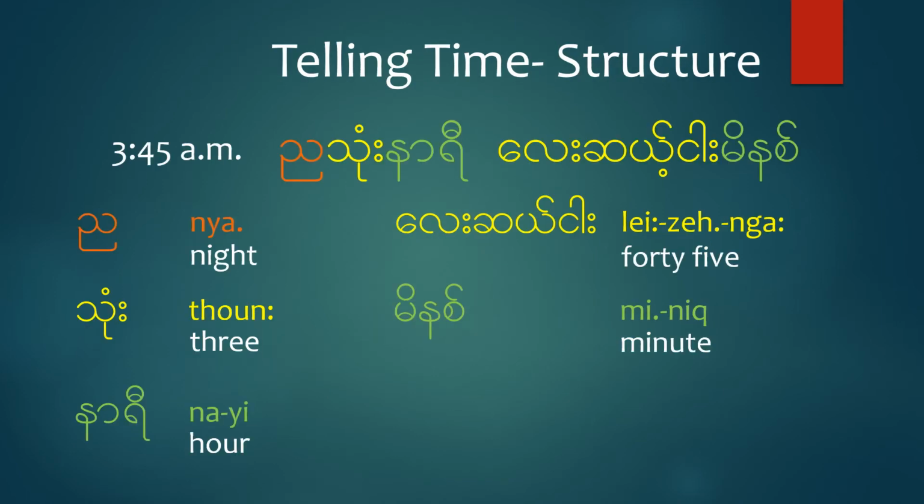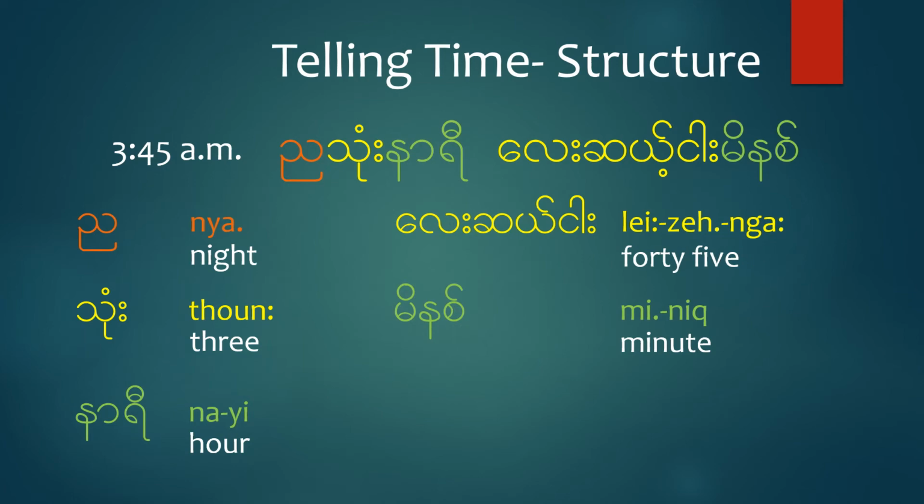Okay, now let's include some minutes in this time. Not everything happens right on the hour. So let's look at our phrase that we have here. This is how to say 3:45 a.m. So the first thing is time of day. It's still dark outside, so we're going to say nya. The number for hour is 3, ton. The word for hour, na yi.